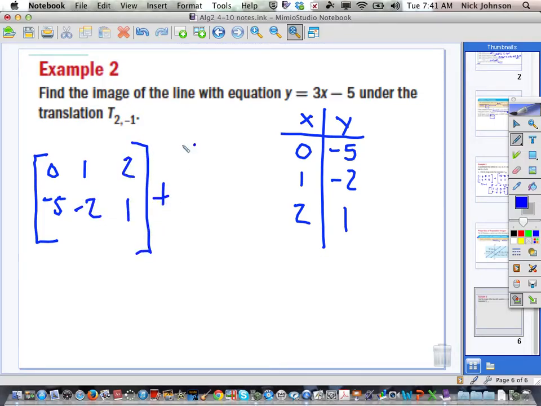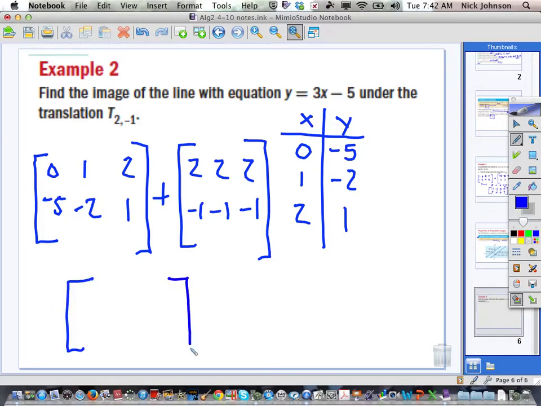I am translating this 2 units to the right, 1 unit down. So, my new image: 0 plus 2 is 2, 1 plus 2 is 3, 2 plus 2 is 4. Negative 5 minus 1 is a negative 6. Negative 2 minus 1 is a negative 3. And 1 minus 1 is 0. Hope I did that right.